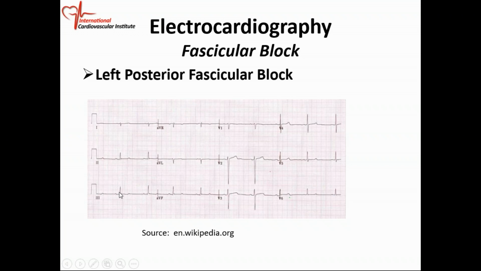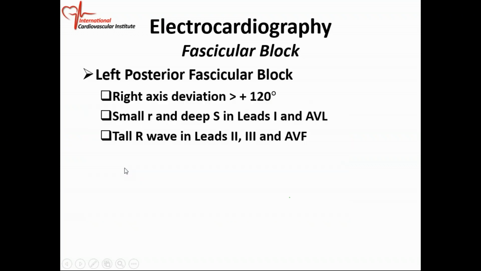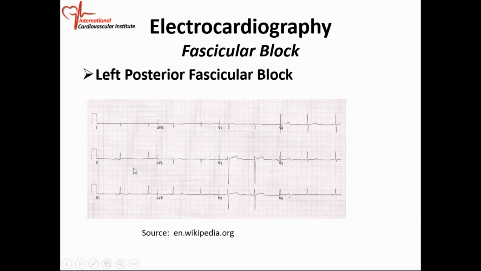Lead 3 subtends an angle of plus 120. It is positive, so the axis is plus 120. So to diagnose, it's either equal to or greater than 120, and you're going to have tall R waves in the inferior leads, small R waves in leads 1 and AVL. So again, let's look in your inferior leads, which is leads 2, lead 3, and AVF. You have tall R waves. R waves are tall.